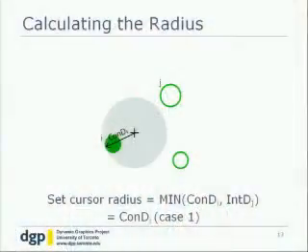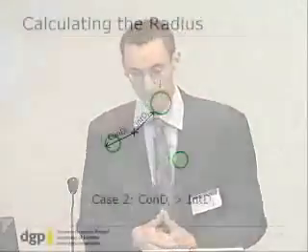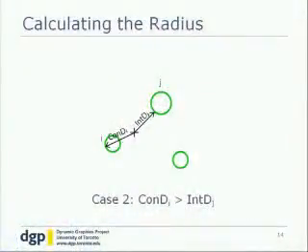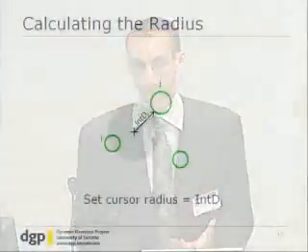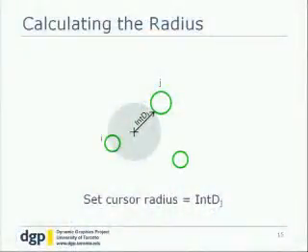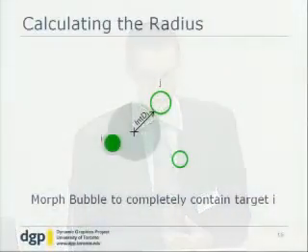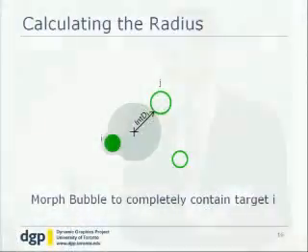In the first case, where con_di is the smaller of the two values, we set the radius to that value and we're finished, because we know we're completely containing that target and we're not even intersecting any other targets. In the case where int_dj is the smaller of the two values, again, we set the cursor radius to that value, but we're not completely containing our closest target. So we just slightly morph the shape of the bubble to completely contain it, thus giving the user good visual feedback that they have captured that target.